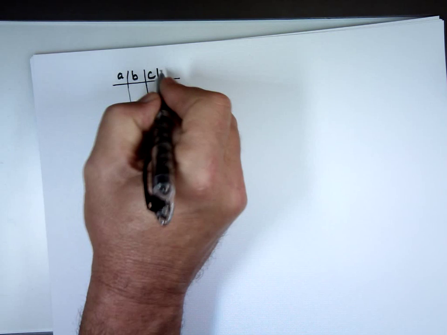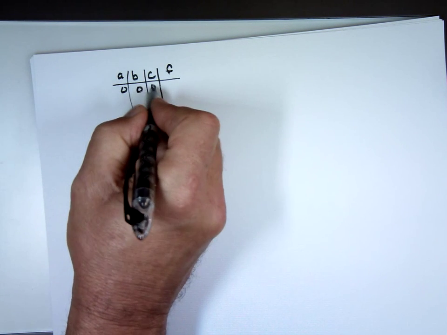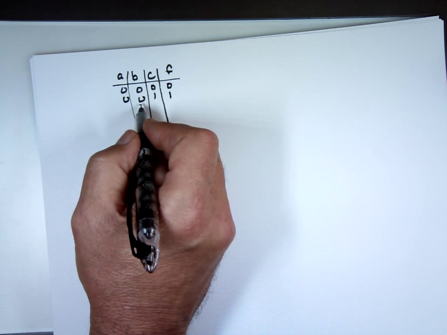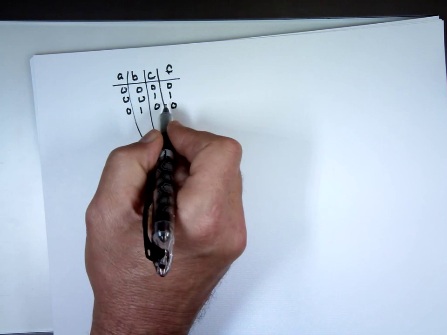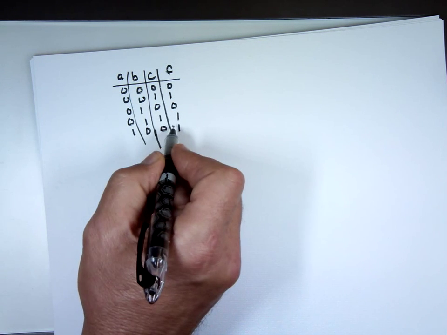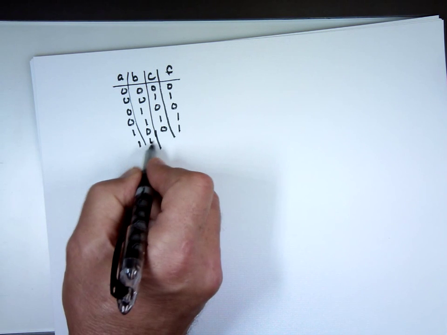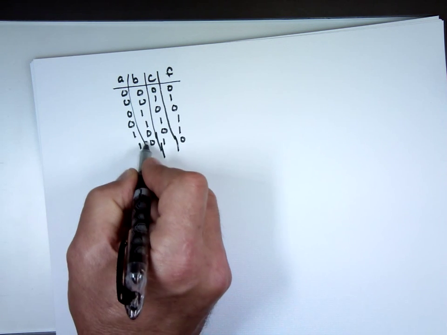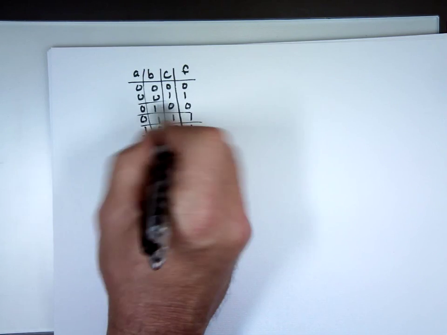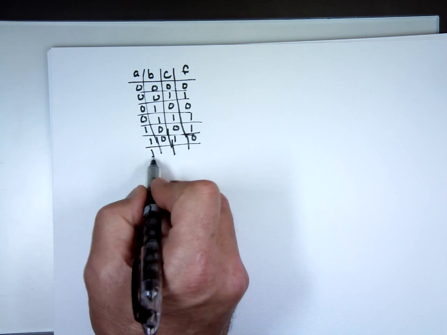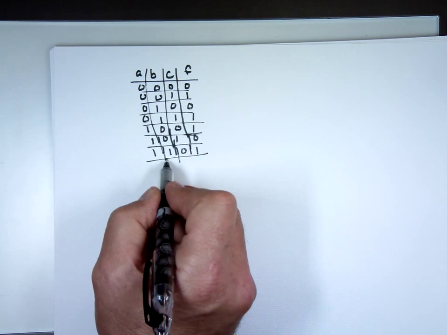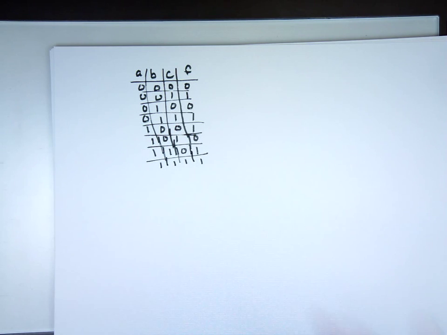When 0, 0, 0, the result is 0. 0, 0, 1, the result is 1. 0, 1, 0, the result is 0. 0, 1, 1, that's a 1. 1, 0, 0, that's a 1. 1, 0, 1, that's a 0. And now we have 1, 1, 0, that's a 1. And finally 1, 1, 1, that's a 1.